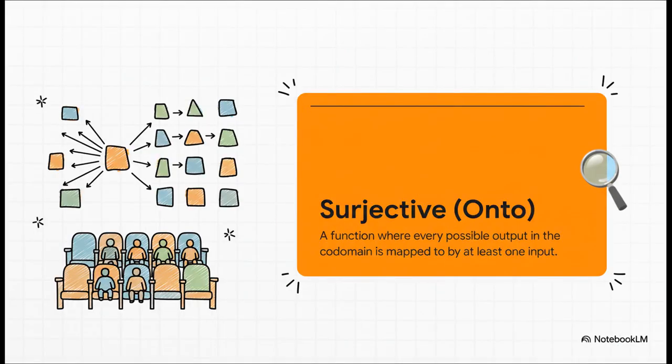The other cool type is called a surjective function, or onto. This one's all about making sure every possible output actually gets used. There are no leftover options in the range that never get picked. Think about a sold-out concert. If every single seat in the venue has a person in it, that's a surjective function. No possible output, no seat, was left empty.